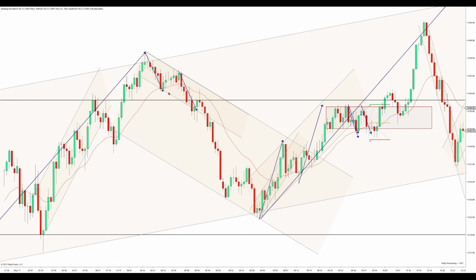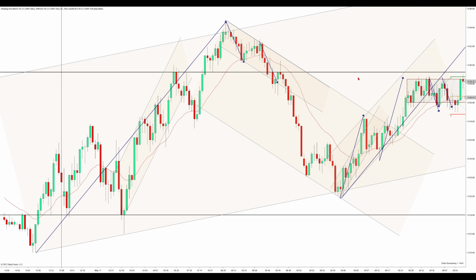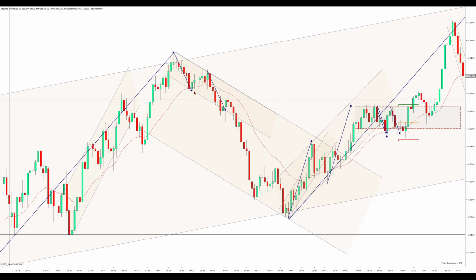You are in the area to fade the range here, the overnight high, except there is a couple things working against it that makes it less probable. So anyway, we push down here. We get this second entry short right here.